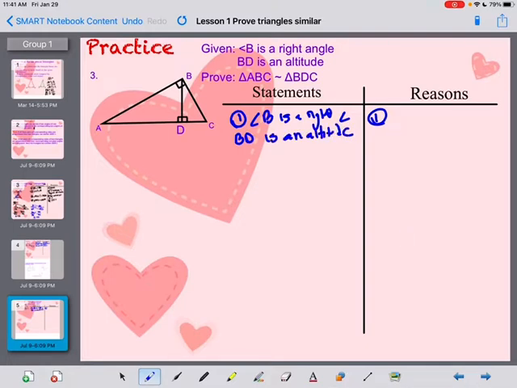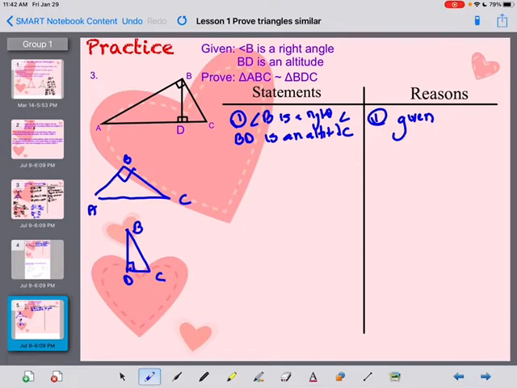So they want me to prove ABC, which is the whole, is similar to BDC, which is the one on the left. I think drawing it like that helps, okay? So I'm going to give you guys a sec. See if you can write this proof on your own. Keep in mind, I don't know any of the sides, so it's probably going to be angle-angle similarity.